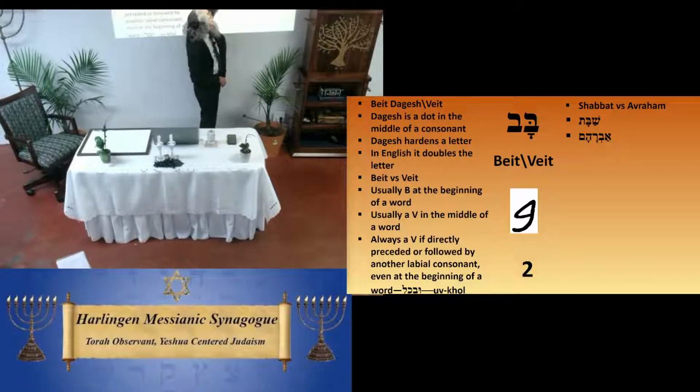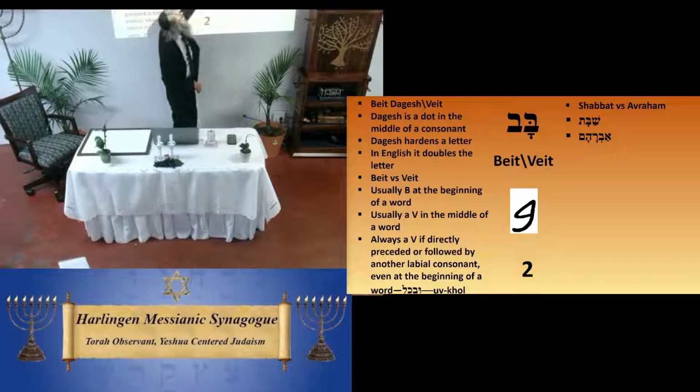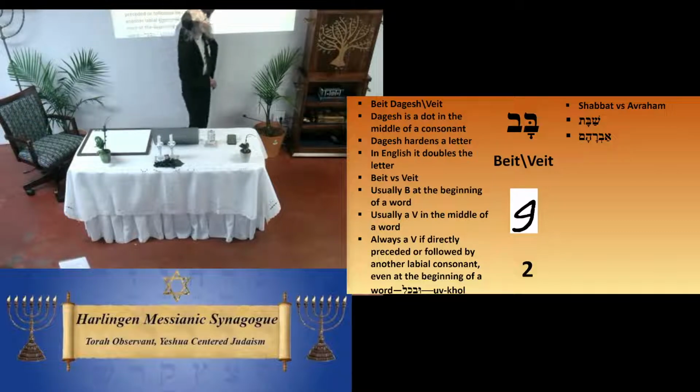Shabbat. This is Shabbat in Hebrew. Shin bet tav. Notice that it is a bet what? Bet dagesh. Why? What's the dagesh? The dot in the middle. It makes it hard. So it is spelled Shin Bet Dagesh Tav. How many bets are there? One. There's one bet. But how many B's does it count as? Two.